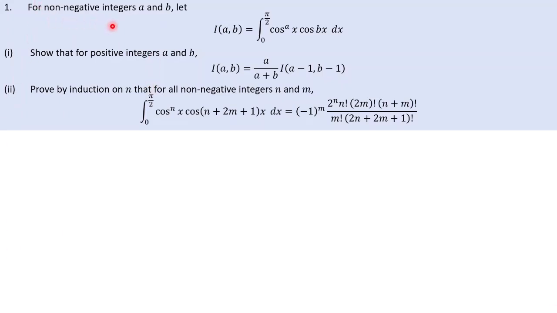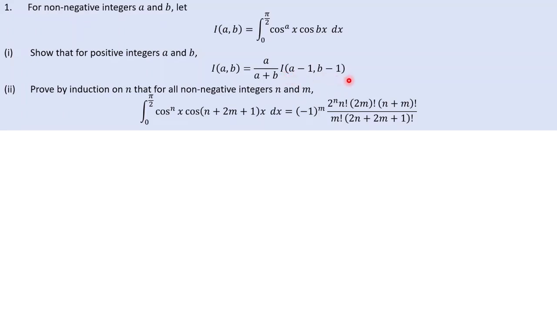For non-negative integers a and b, let I_{a,b} denote the integral from 0 to pi over 2 of cosine to the power a of x, cosine bx dx. So show that for positive integers a and b, we have the following type of recurrence relation: I_{a,b} equals a over a plus b, I_{a-1,b-1}.